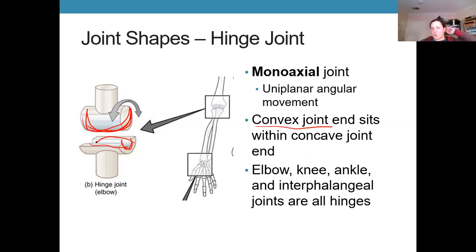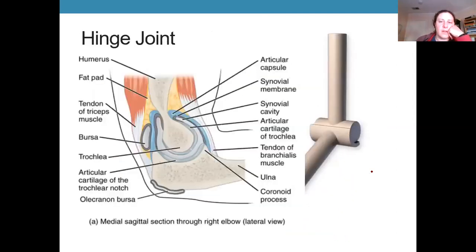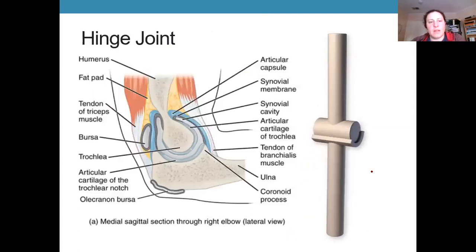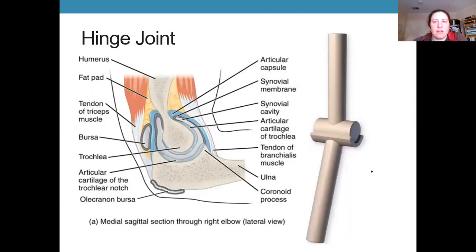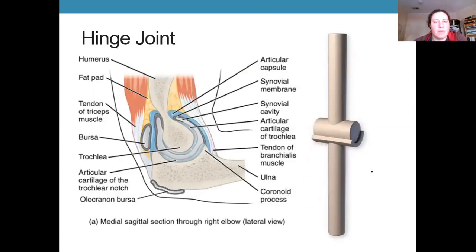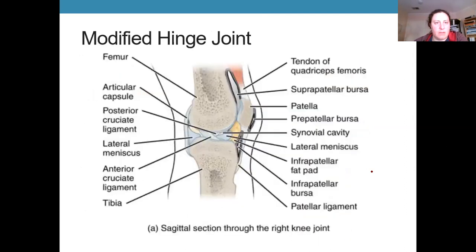We have a lot of hinge joints. So our elbows are hinge joints. Our knees are hinge joints, although there is a little more movement there. Our ankles, and then interphalangeal is the joints between your fingers. So all of those guys are hinge as well. So they only can move in one plane. So there's a little elbow diagram there, and you can see the hinge movement in that little GIF.